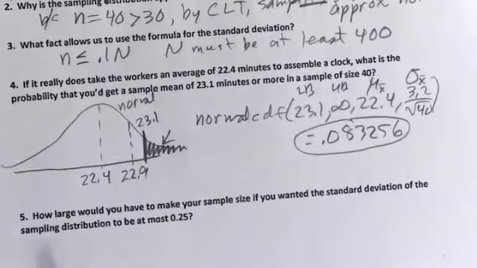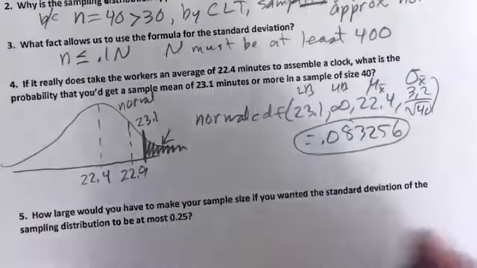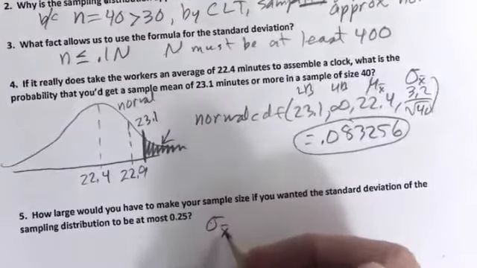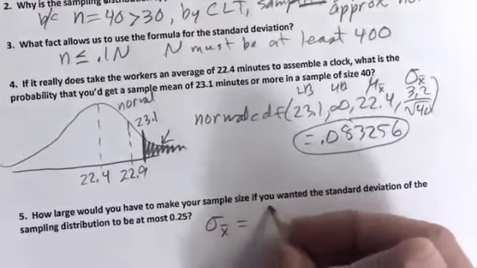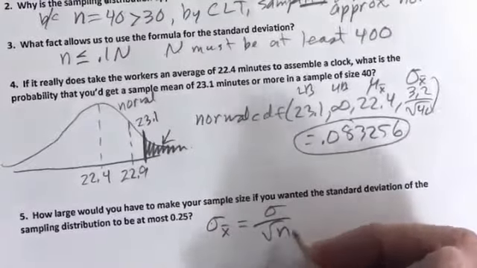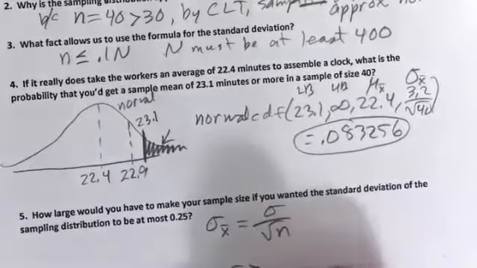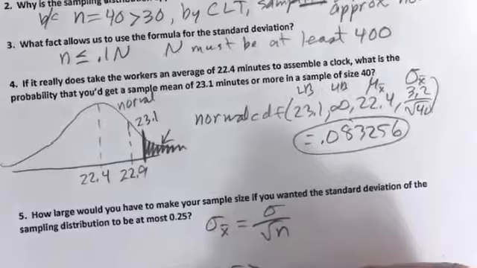Okay, number 5: how large would you have to make your sample size if you wanted the standard deviation of the sampling distribution to be at most 0.25? Well, once again, our formula for the standard deviation of our sampling distribution of our X bars is going to be equal to sigma over the square root of n. So we want this to be at most 0.25. We want this to be either 0.25 or less than that.